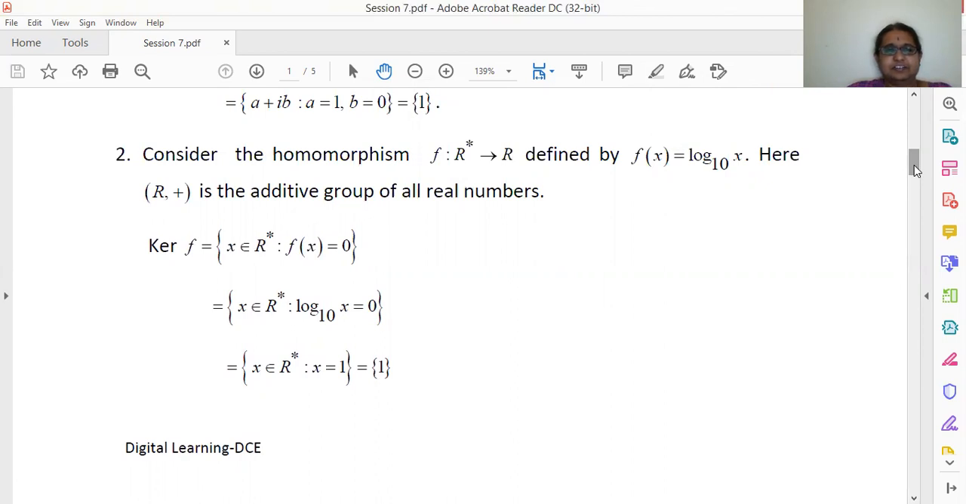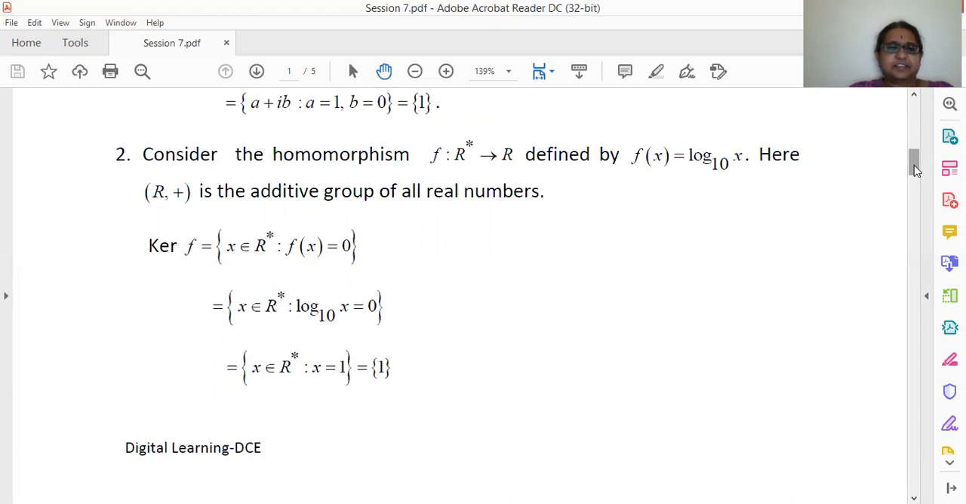Here also they have given that the mapping f is a homomorphism, so it is enough if we find only the kernel f. The kernel f is the set of all x which belong to R star such that f of x is equal to the identity element of the codomain. Here the codomain is R with addition, so 0 is the identity element. So kernel f is the set of all x which belong to R star such that f of x is log x to base 10, so log x to base 10 is equal to 0.